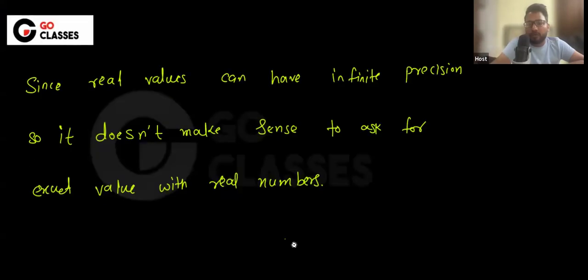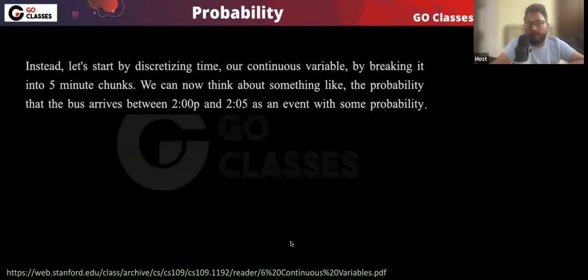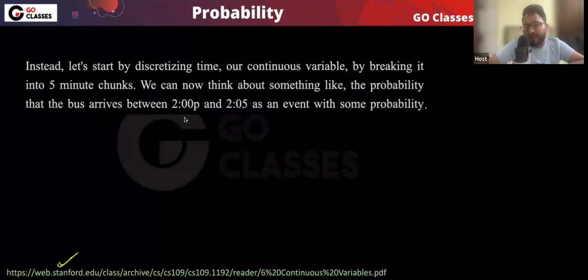Now let's go to more examples of what I'm trying to say. By the way, this motivation I've taken from Stanford University. What they're saying is, instead let's try discretizing the time of our continuous random variable by breaking it into 5 minute chunks. So you can now think of something like this: the probability that the bus will arrive between 2 p.m. and 2:05 p.m. as an event of some probability. Instead of exactly at 2 p.m., you are more interested in this 5 minute interval: what is the probability that the bus will arrive in this 5 minute interval?